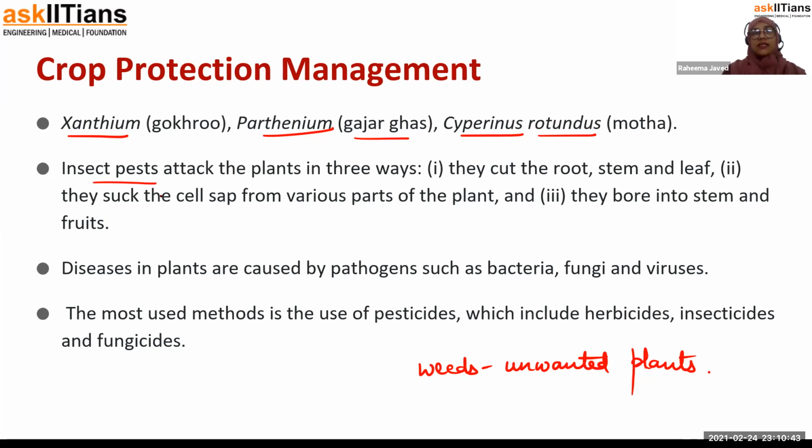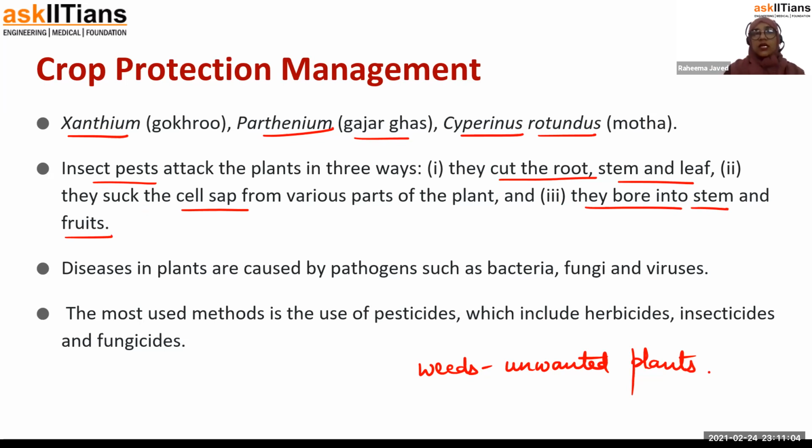Insect pests attack the plants in three ways. They cut the root, stem, and leaf. They suck the cell sap from various parts of the plant, and they bore into the stem and fruits, which damages the crop. And this is true for the weeds also.